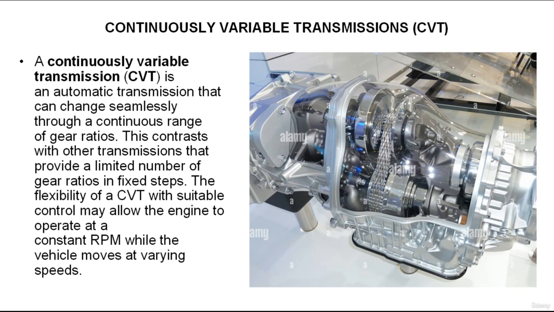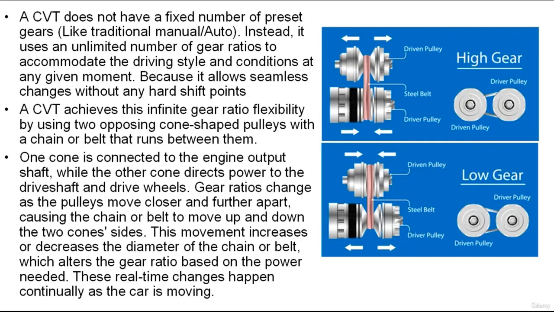A CVT uses belts and pulleys. One pulley is the driven member and the other is the drive. Each pulley has a movable face and a fixed face. When the movable face moves, the effective diameter of the pulley changes. The change in effective diameter changes the effective pulley or gear ratio. A steel belt links the driven and drive pulleys.